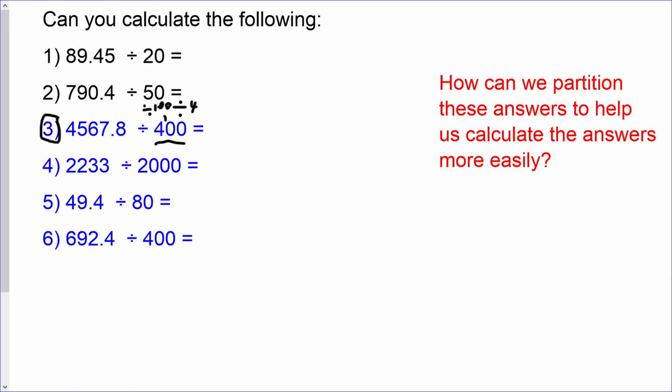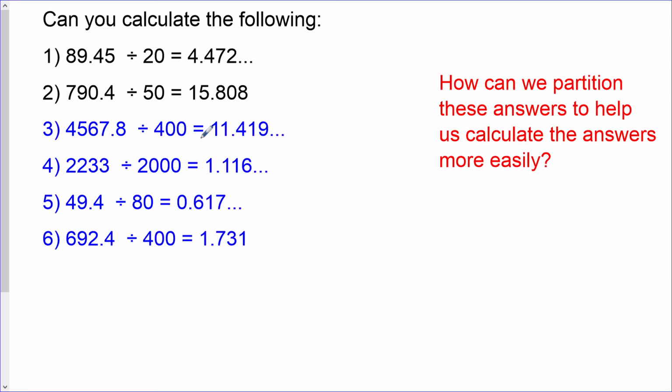Okay, you should have finished those questions now. Let's go through the answers. So the first one, as I said before, we should have divided by the 100 and then divided by 4. And we'd have got the answer 11.419... Now remember, we have got these 3 dots here because the last division that we did had a remainder. So we know it's not this accurate, we know it would carry on, but we do not need to write that down at this level.